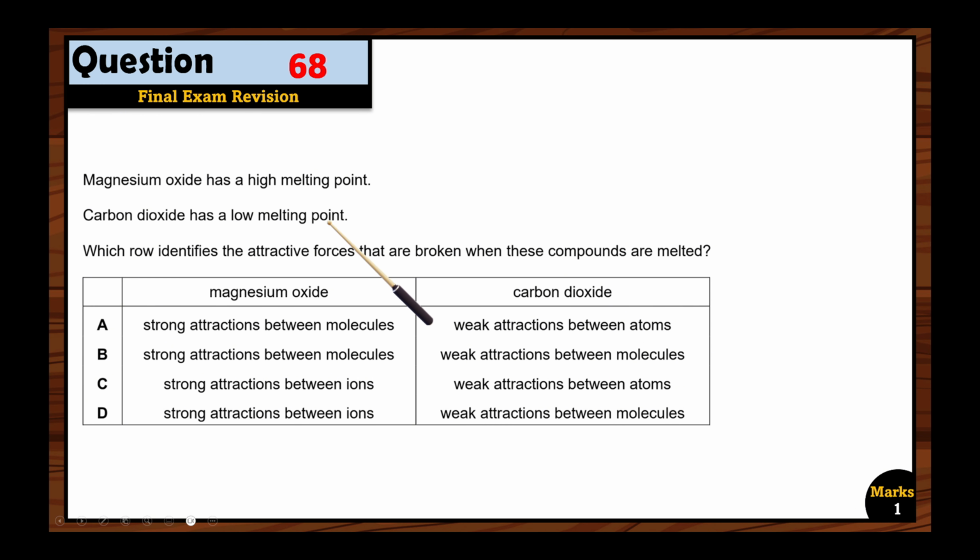Carbon dioxide has a low melting point. Of course, whenever you see the words low melting point, you can be sure that it is actually a simple covalent compound, right? But still, we can see here carbon, non-metal.